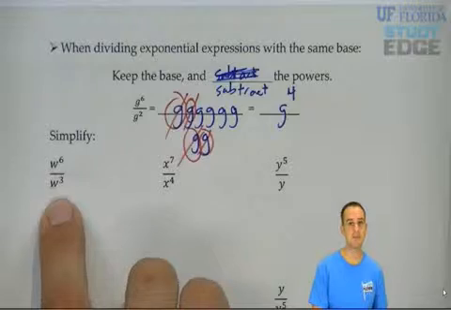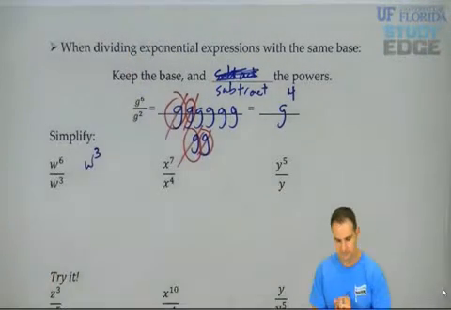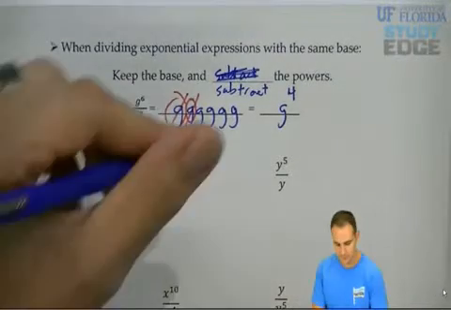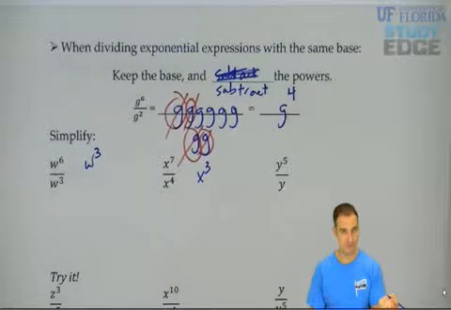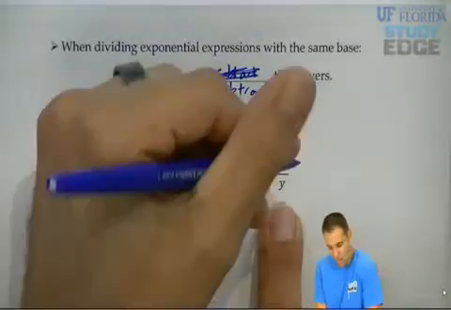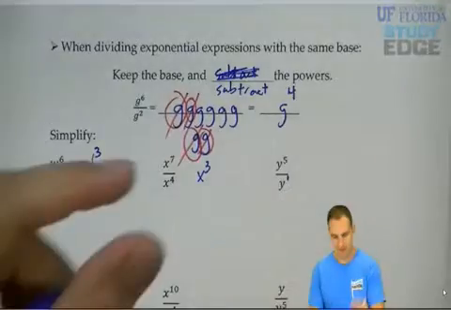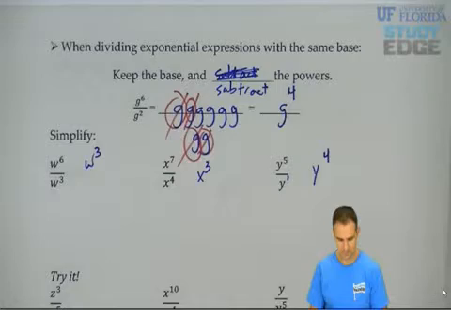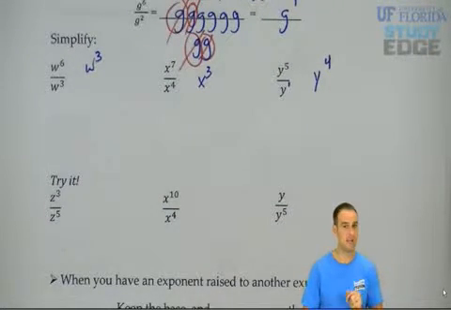W to the 6 divided by W to the third, 6 minus 3 will give you W to the 3. X to the 7th divided by X to the 4th. 7 minus 4 will give you X to the third, or X to the power of 3. Y to the 5th divided by Y to the first. 5 minus 1 will give you Y to the 4th. You good? Ready to try it yourself? Once again, pause the video, give these 3 a try.